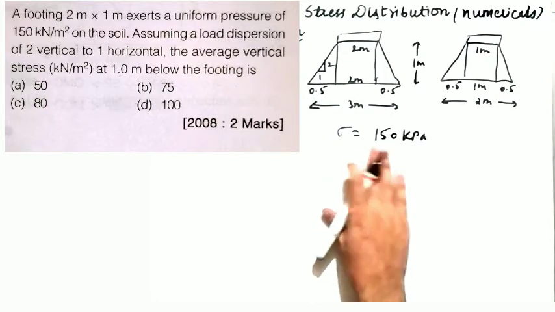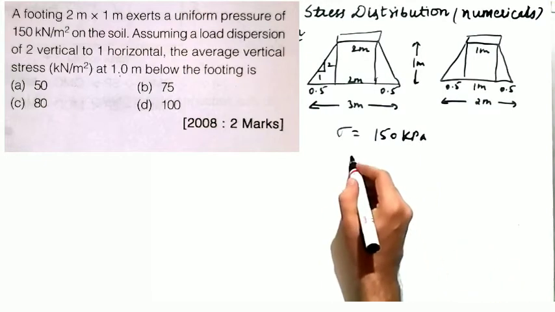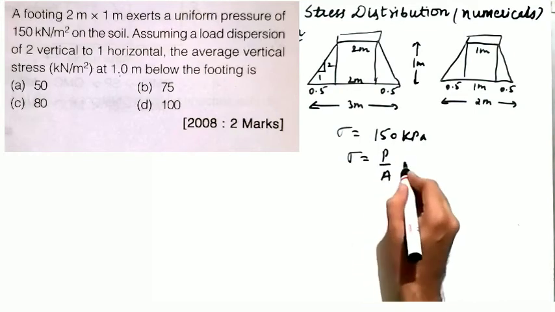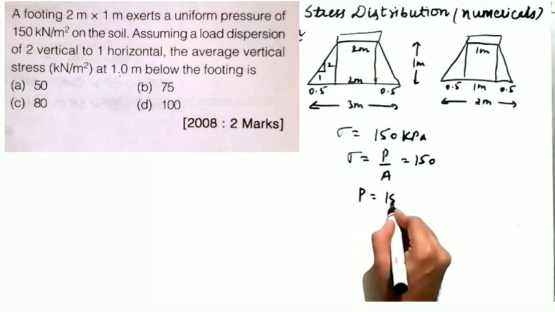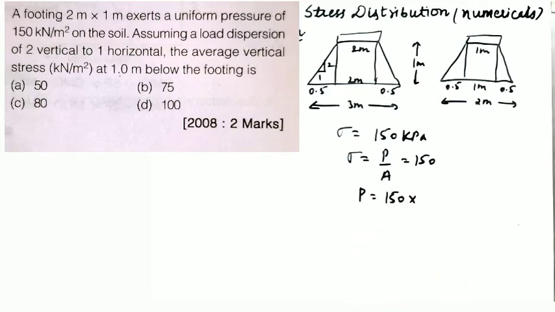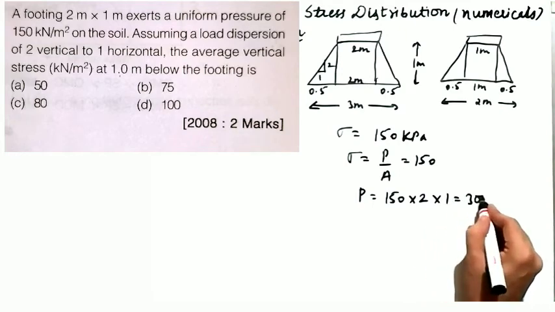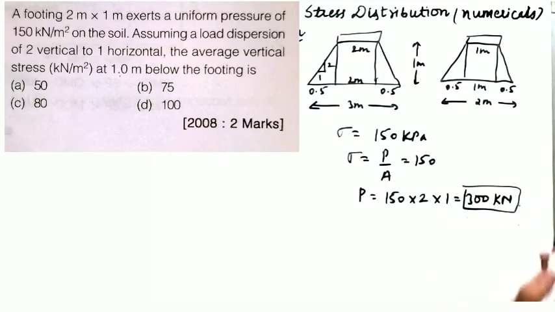See, let us first convert this stress into a load. Let us consider it as a load. How will you convert it into a load? Stress equals P divided by A. So you will convert P as 150 times area. Now what is the area? The footing has an area of 2 by 1. So it will be equal to 300 kilonewton. The load is a 300 kilonewton load.